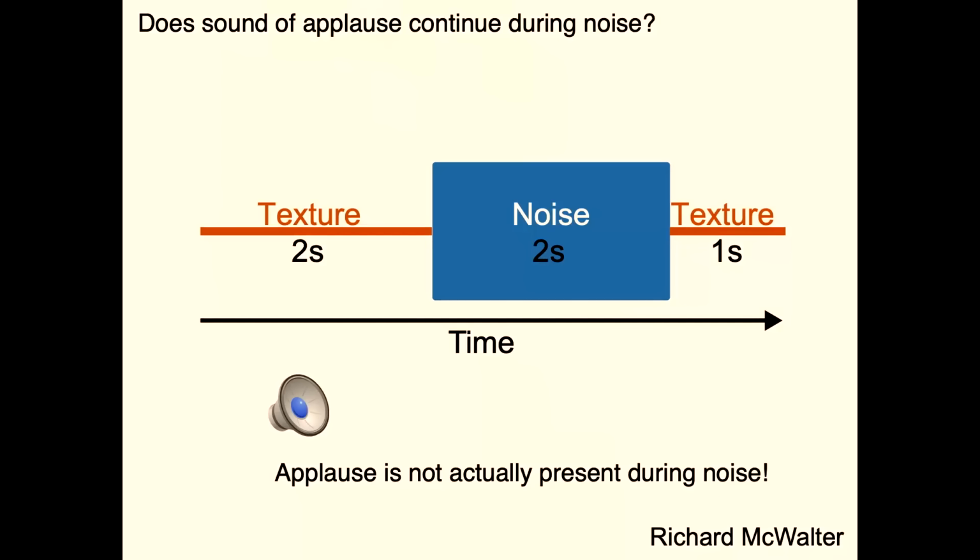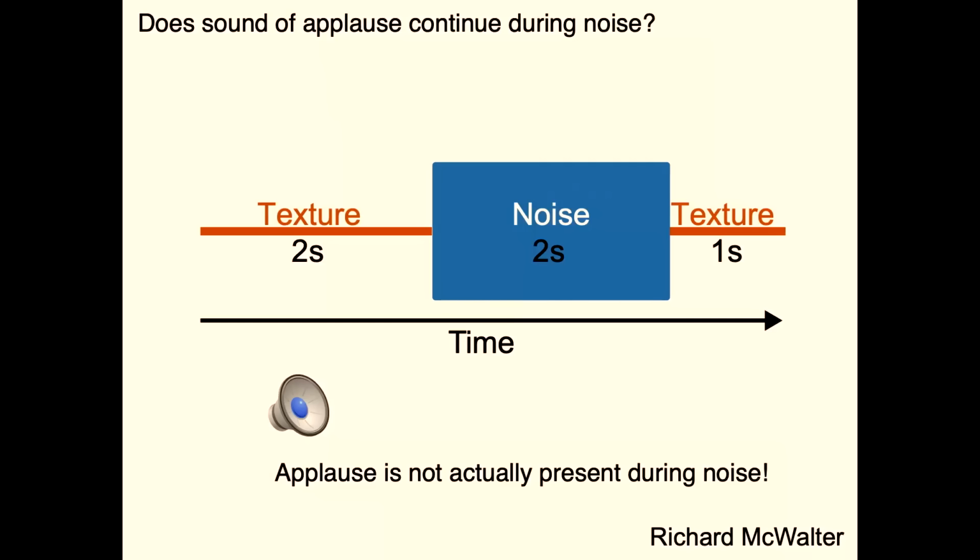Yeah. So here's another kind of interesting example of an unconscious inference. I'm going to play you a sound that consists of something called a sound texture. This is the sound of a lot of people clapping, applause. And then that will be interrupted by noise. And then there'll be a little bit more of the texture.